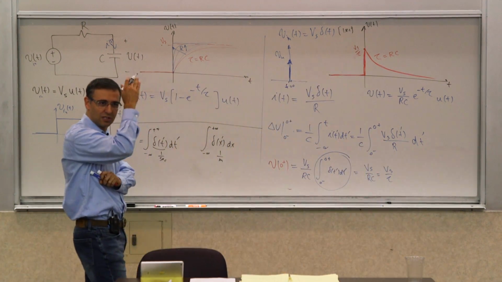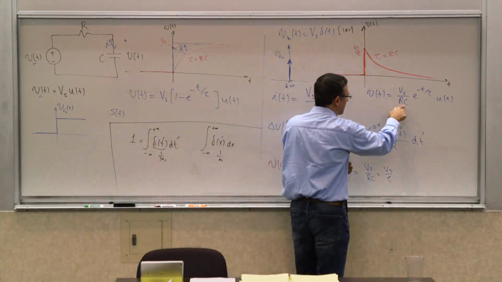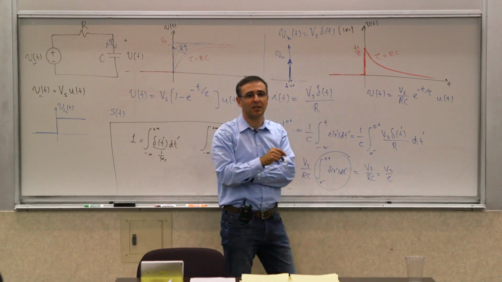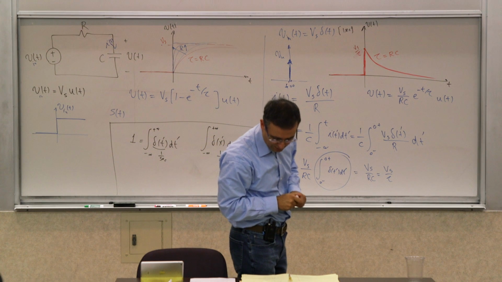That was not the point of it, but just keep that in mind. So that 1 second would have propagated and compensated this tau, this RC in the denominator. So there's nothing wrong with that, fundamentally.